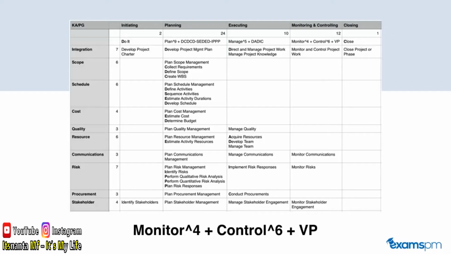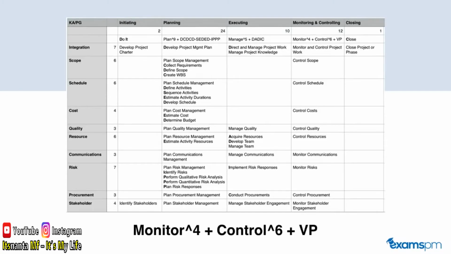Now let's take a closer look. On the slide right here, we have the 4 processes that begin with the word monitor written out. So it's monitor and control project work, monitor communications, monitor risk, and monitor stakeholder engagement. Once we filled out our 4 monitor processes, we then fill out the 6 control processes. What's interesting to note here is that every single process either has a process that begins with the word monitor or the word control. So all the cells in the monitor and controlling columns are filled with something.